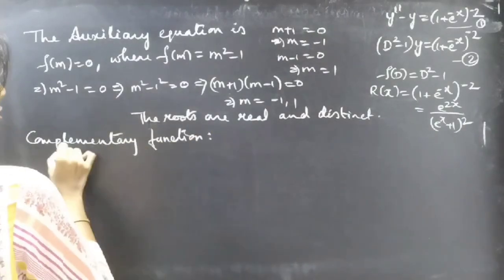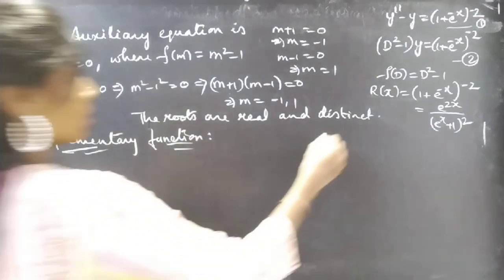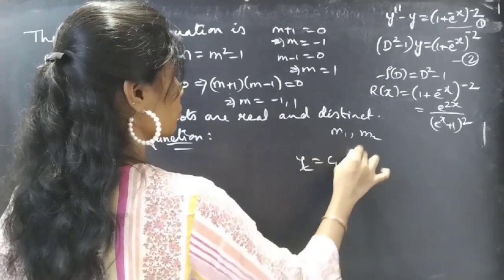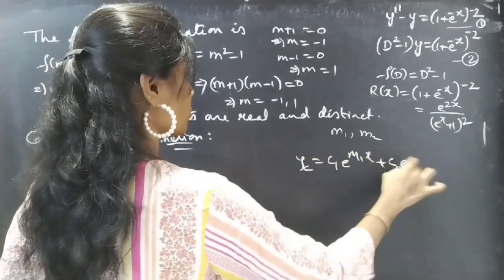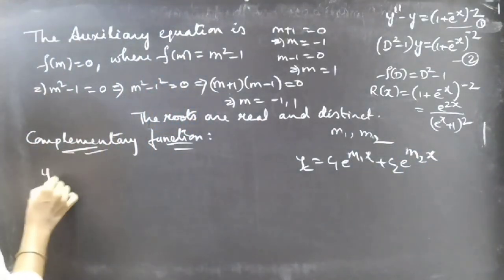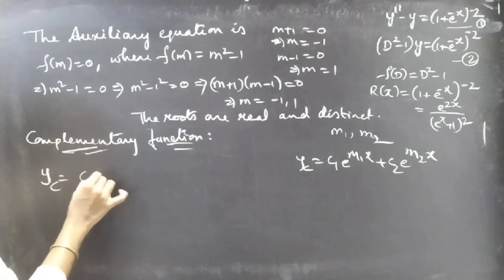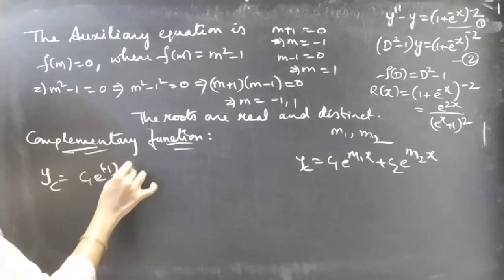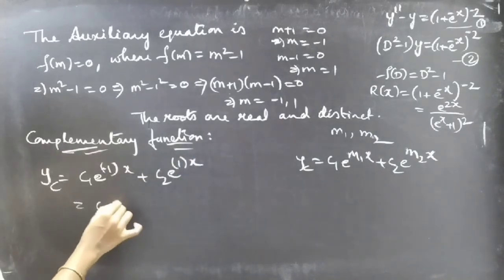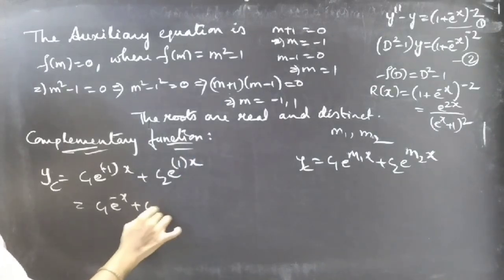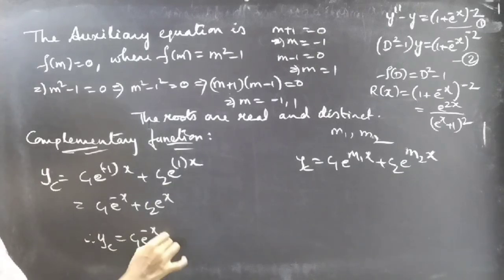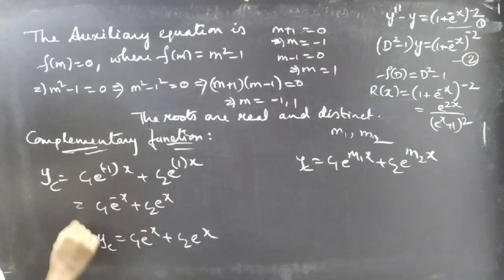We know that when two roots, say m1 and m2, are real and distinct, then the complementary function looks like yc equals c1 e power one root into x plus c2 e power another root into x, right? From this we'll get c1 e power minus x plus c2 e power x. Therefore, yc equals c1 e power minus x plus c2 e power x.